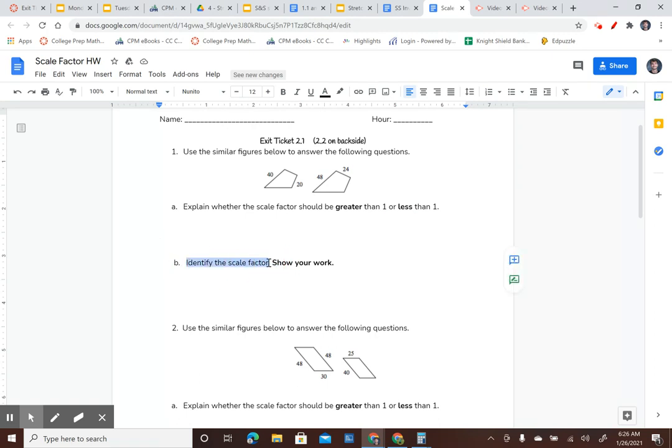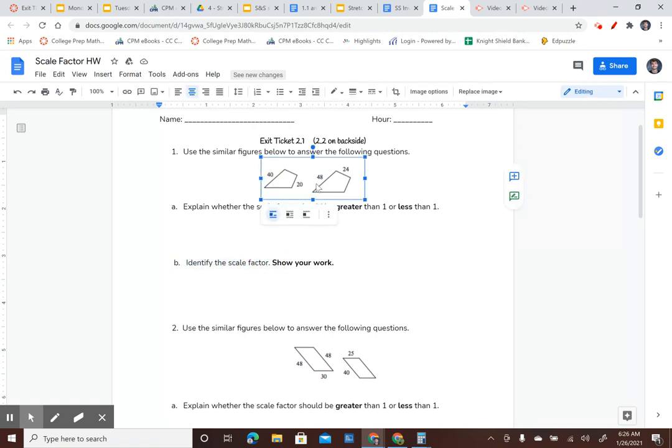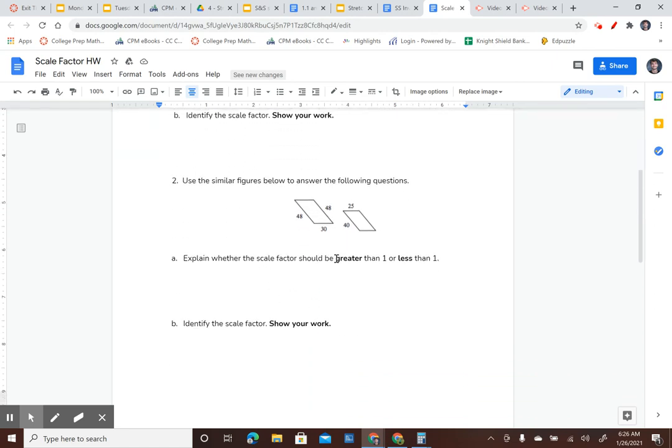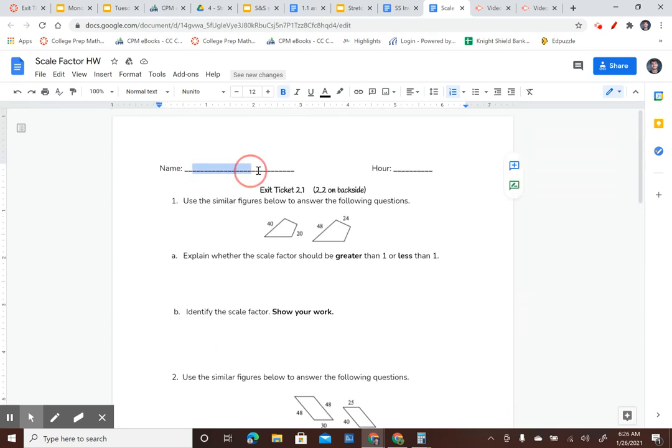So what is the number that you're multiplying by to get from this shape on the left to the shape on the right? And then same thing down here. You're going to be multiplying by a number that's greater than or less than 1 to get from the shape on the left to the shape on the right. What is the scale factor? Most importantly, show your work. All right, so that's going to be for 2.1.